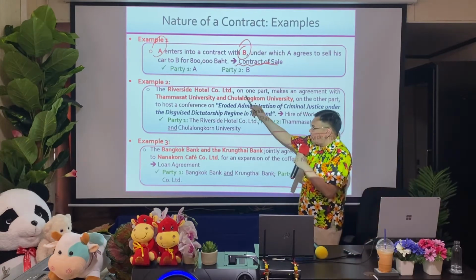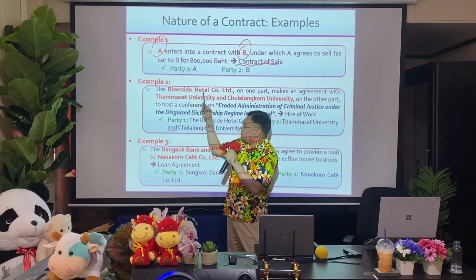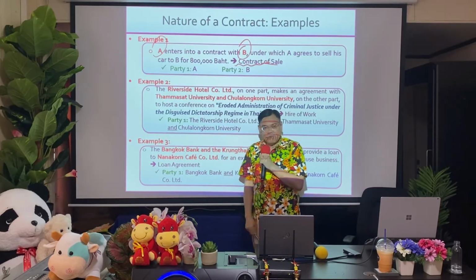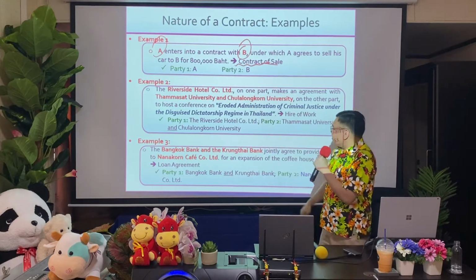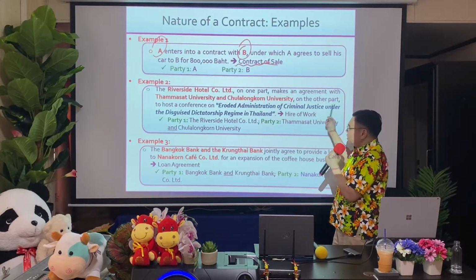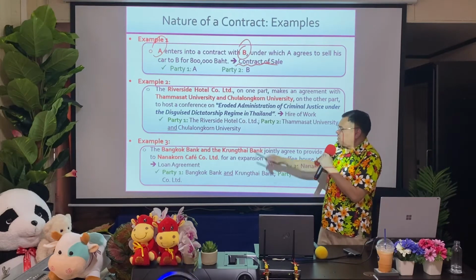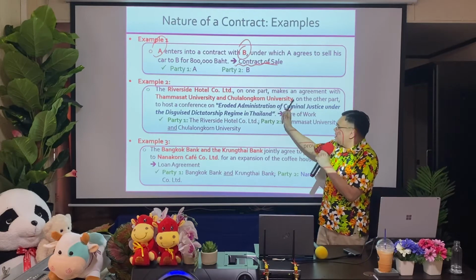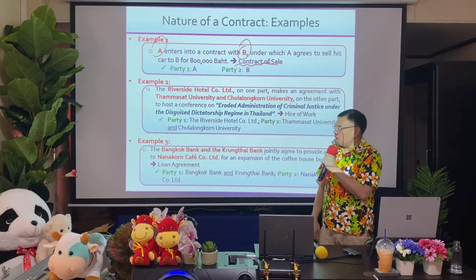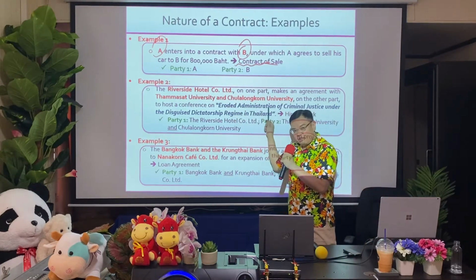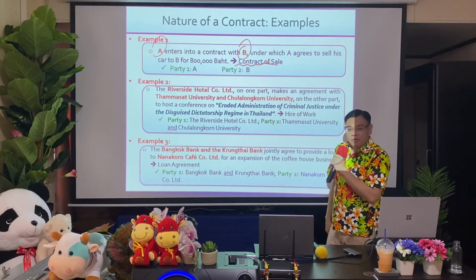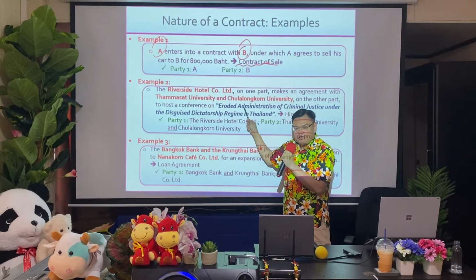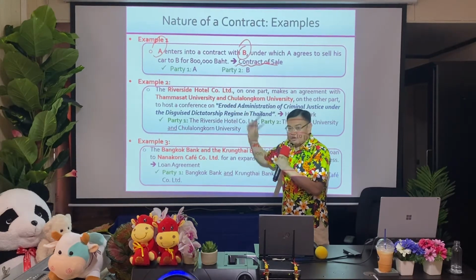So this hotel is the Riverside Hotel, but in fact it is a company called the Riverside Hotel Company Limited. Okay, this hotel enters into a contract with Thammasat University and also Chulalongkorn University. The hotel makes a contract with these two universities in Thailand. These two universities just engage this Riverside Hotel to do what?